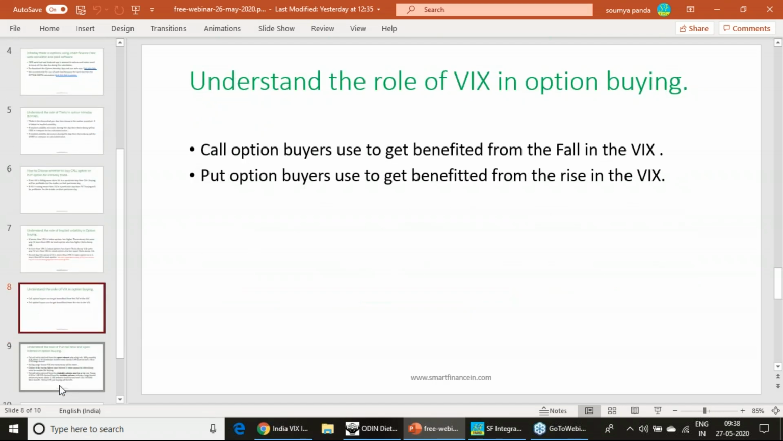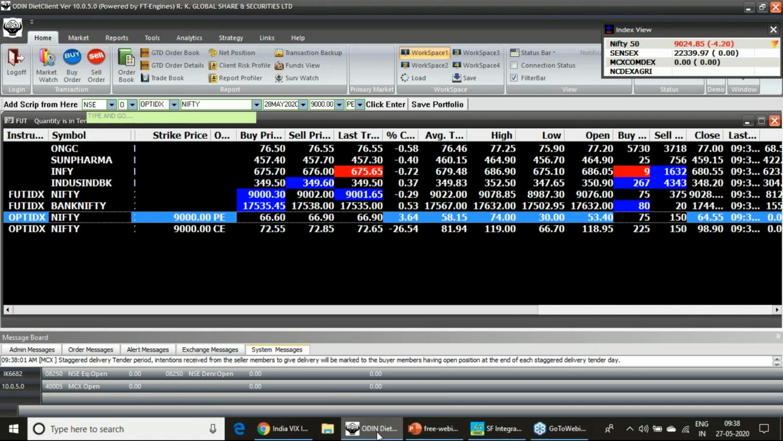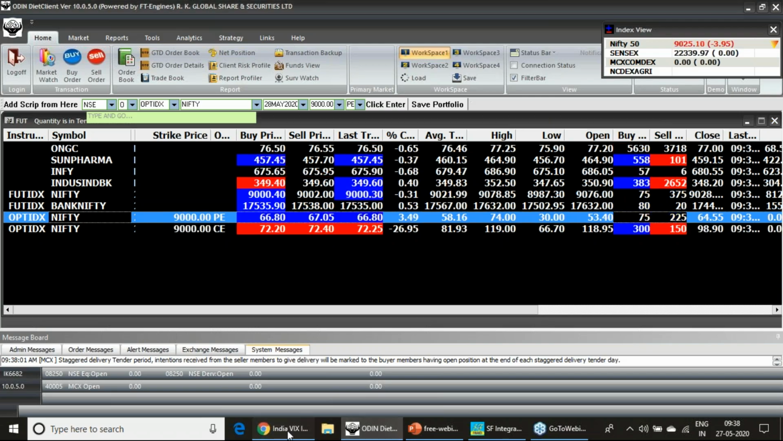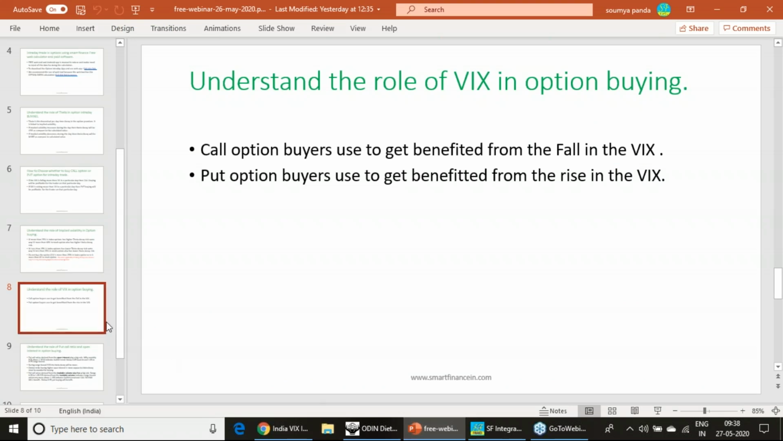And VIX is a great tool during this period of lockdown. Many programs I have conducted, and in most of the programs I have given great thrust on the VIX. How VIX is important for you, how VIX is a great tool for you, that I have made you understand during this lockdown period. And this part also I have already told you: call option buyers get benefit from falling VIX, put option buyers get benefited from rising VIX.